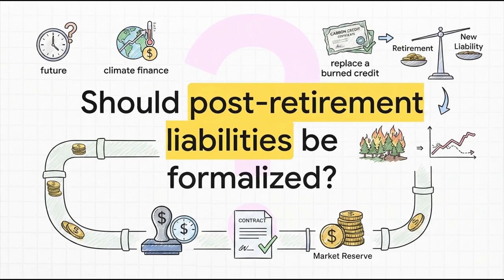Which leaves us with a massive, provocative question for the future of climate finance. Given everything we've just talked about, especially forests burning down or baselines being completely invalidated, should post-retirement liabilities be formally embedded into carbon markets? Should a company be forced to replace a burned credit 5 years down the line? It just goes to show how much this market is still evolving and just how carefully we have to value the invisible.